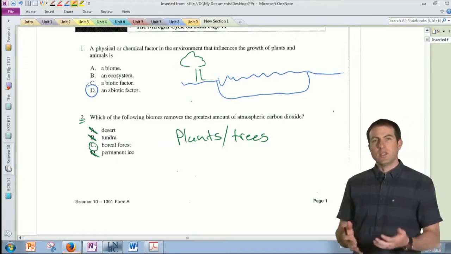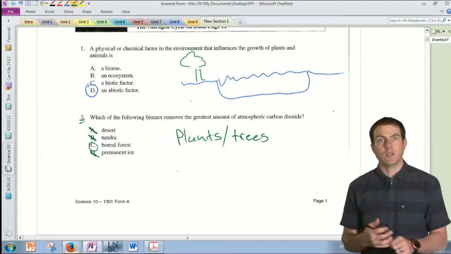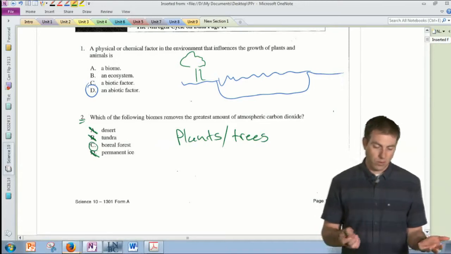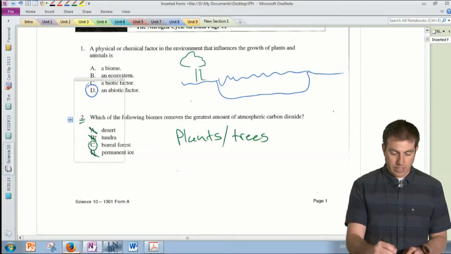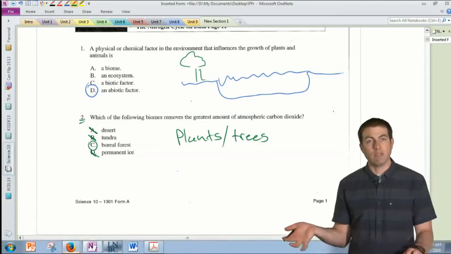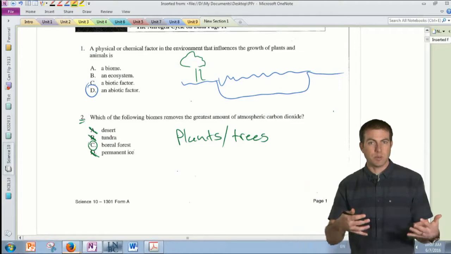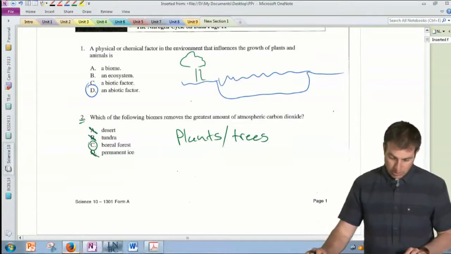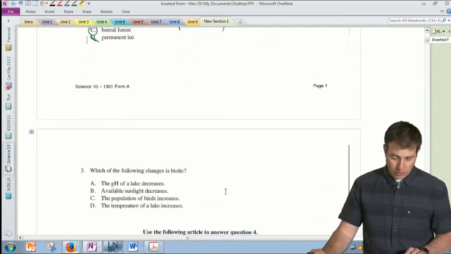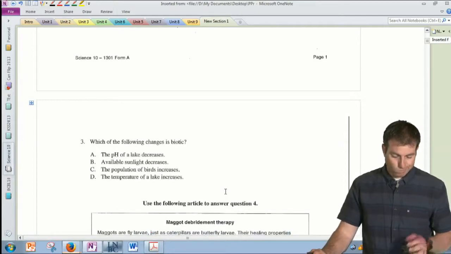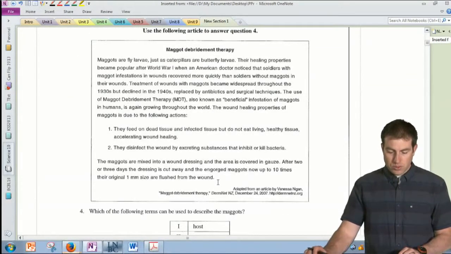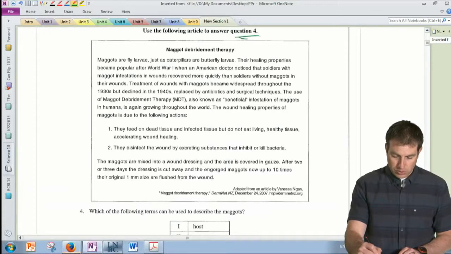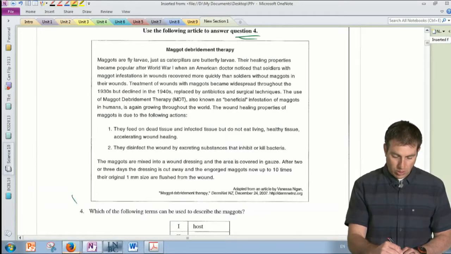They ask questions like this because they want you to demonstrate that you understand that a boreal forest has a bunch of plants and trees in it, and that a desert, tundra, and permanent ice don't have trees. Now, of course, we never said this specifically in class, but you can think about it a little bit and hopefully arrive at that answer. Which of the following is a biotic, so living, change? Now, use the following article to answer question number 4. Usually they'll put an article and then the question will be below it.